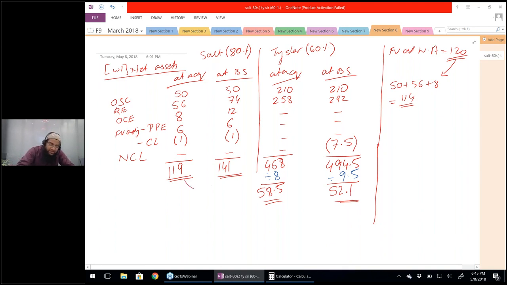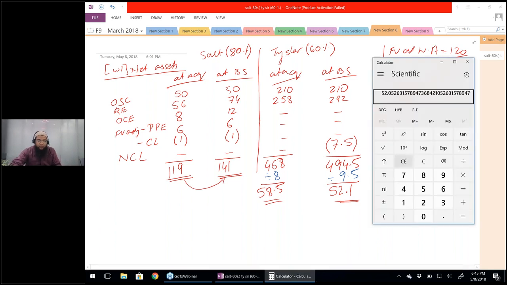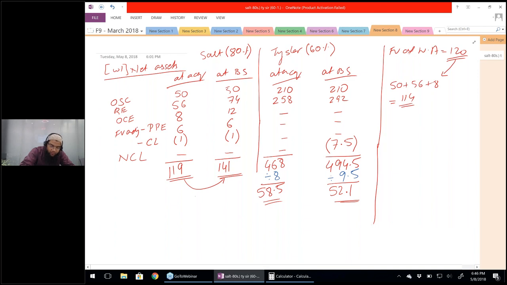So the net assets are actually increasing, 141 minus 119, by 22, out of which parent has an 80% share, which is going to be 17.6, and NCI has a 20% share being 4.4.